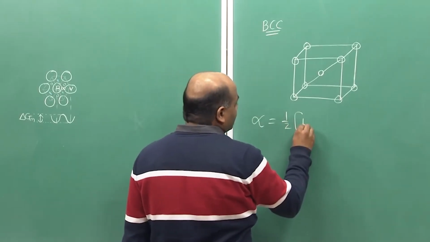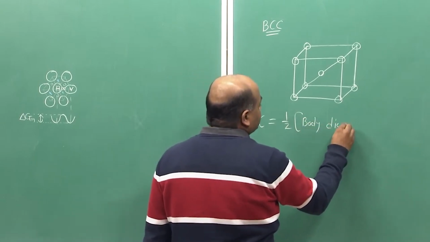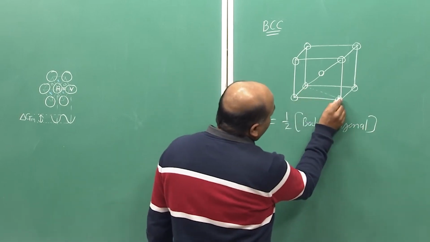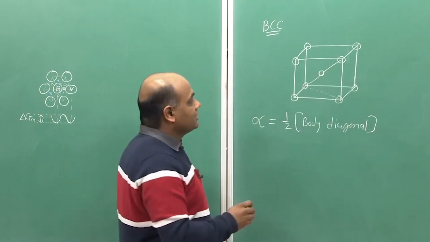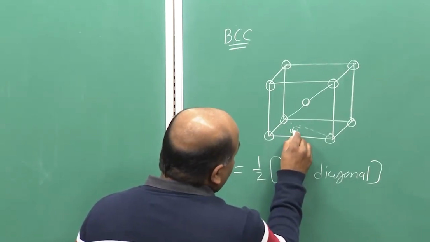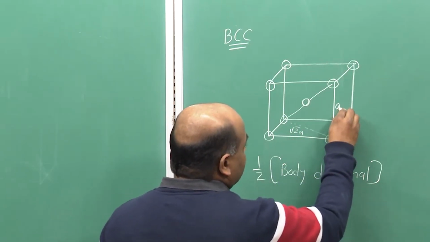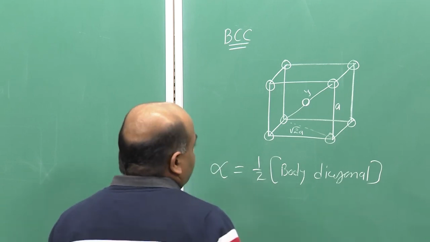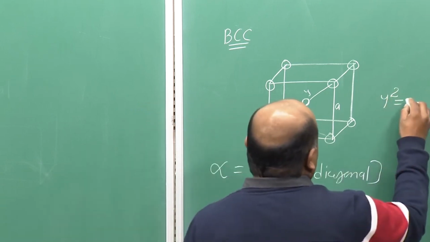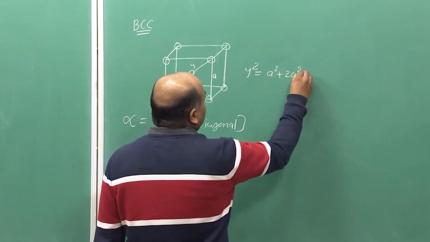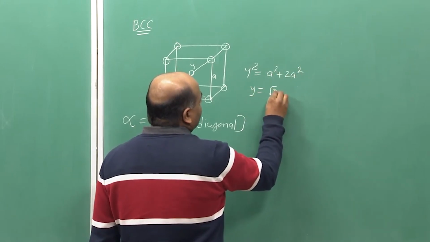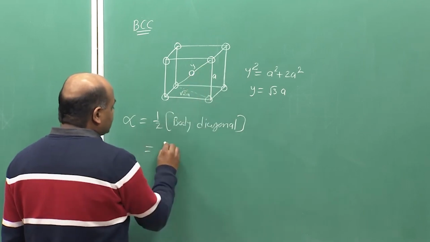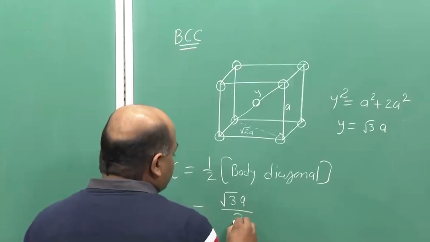would be half the body diagonal, and the length of the body diagonal you can evaluate. This is the face diagonal, which is root 2 a, and this is the edge, which is of length a. If y is the body diagonal length, then you can see y square is equal to a square plus 2a square. So, y is equal to root 3 a. So, the jump length for BCC would be root 3 a by 2.